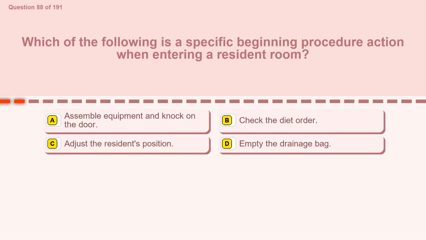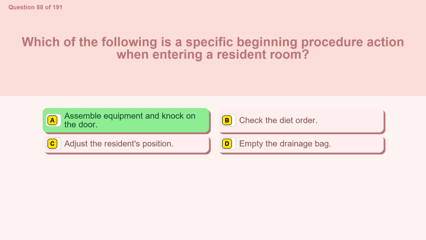Question 88. Which of the following is a specific beginning procedure action when entering a resident room? Option A, assemble equipment and knock on the door. Option B, check the diet order. Option C, adjust the resident's position. Option D, empty the drainage bag.